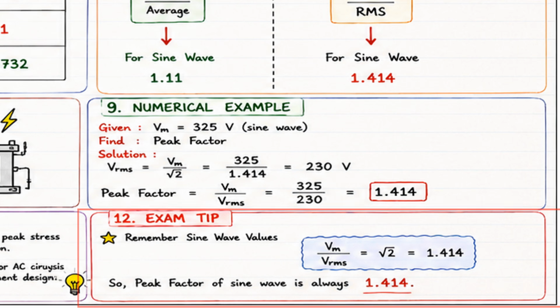Now let's summarize what we learned today. At the end of this lesson, remember this. Peak factor is the ratio of peak value to RMS value. For a sine wave, it's 1.414. That's the square root of 2. And it's one of the most important parameters for waveform analysis, and for designing electrical equipment. Keep this in mind for your exams, and for your practical work.